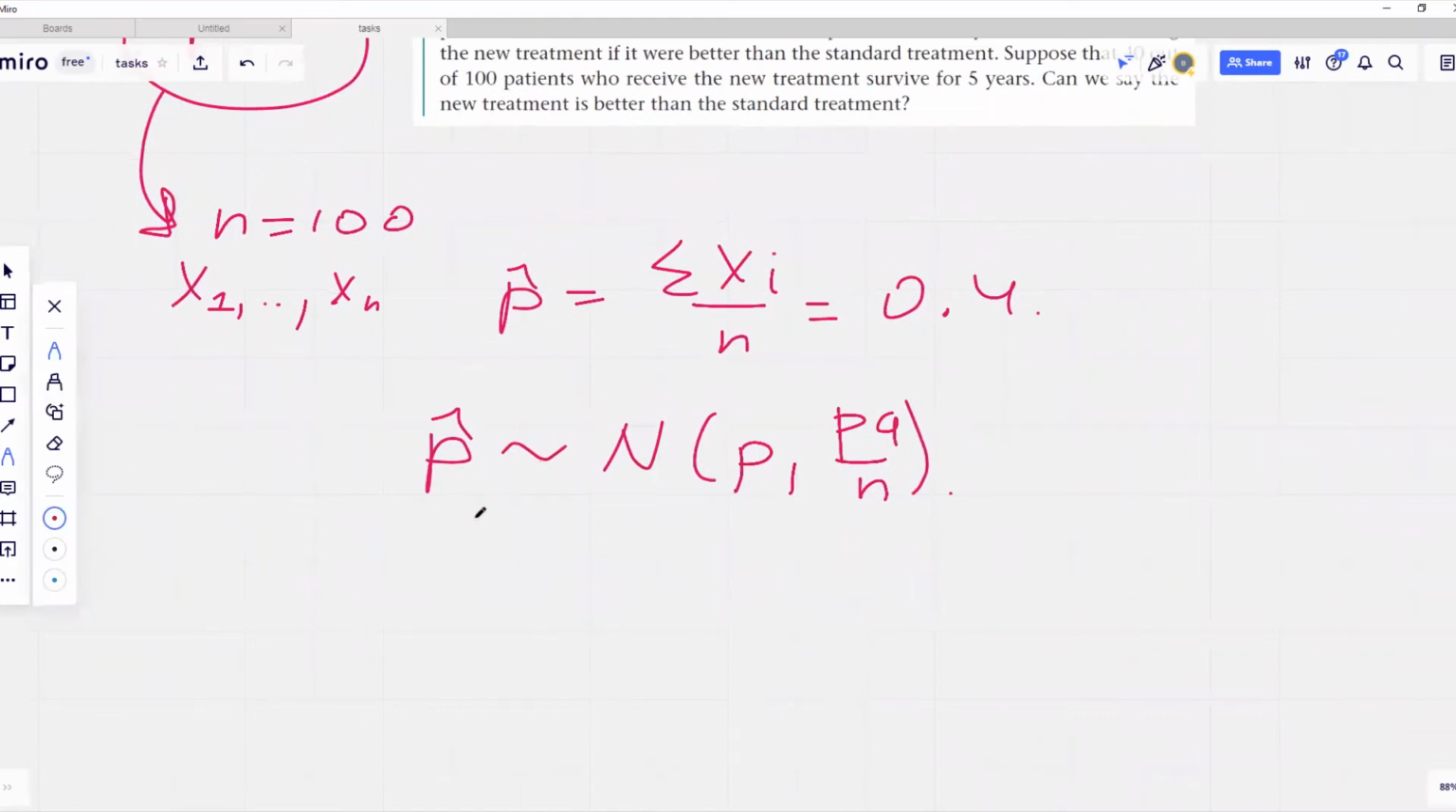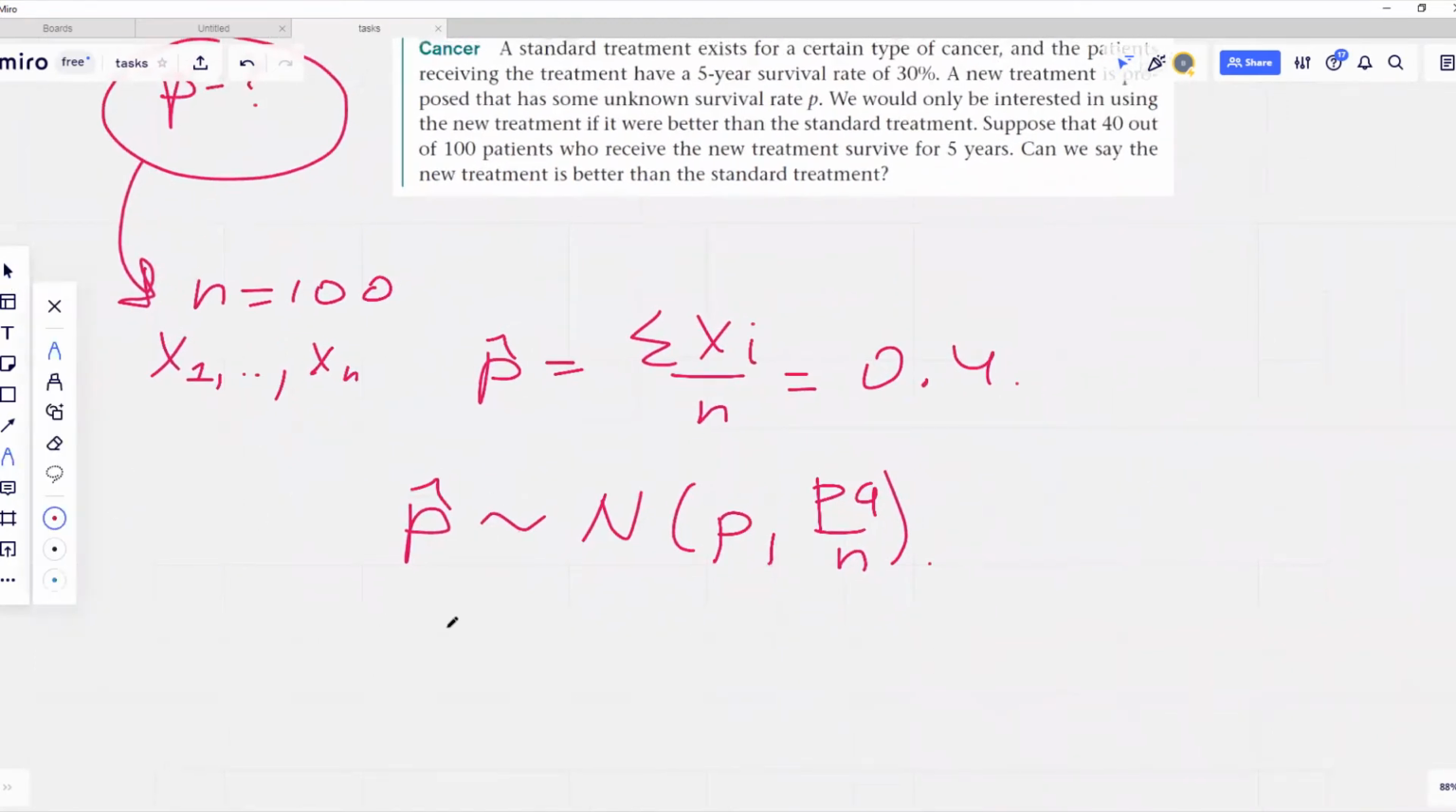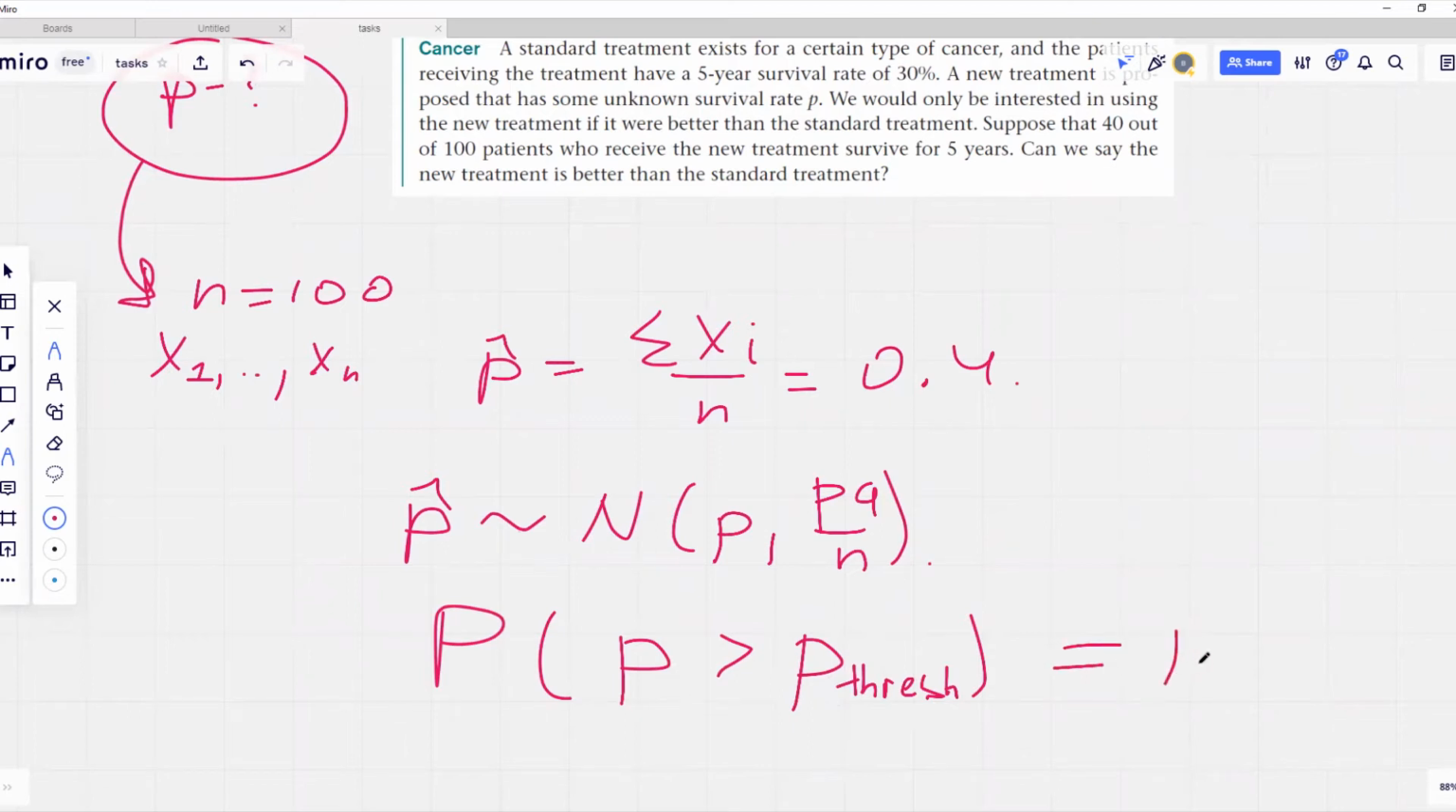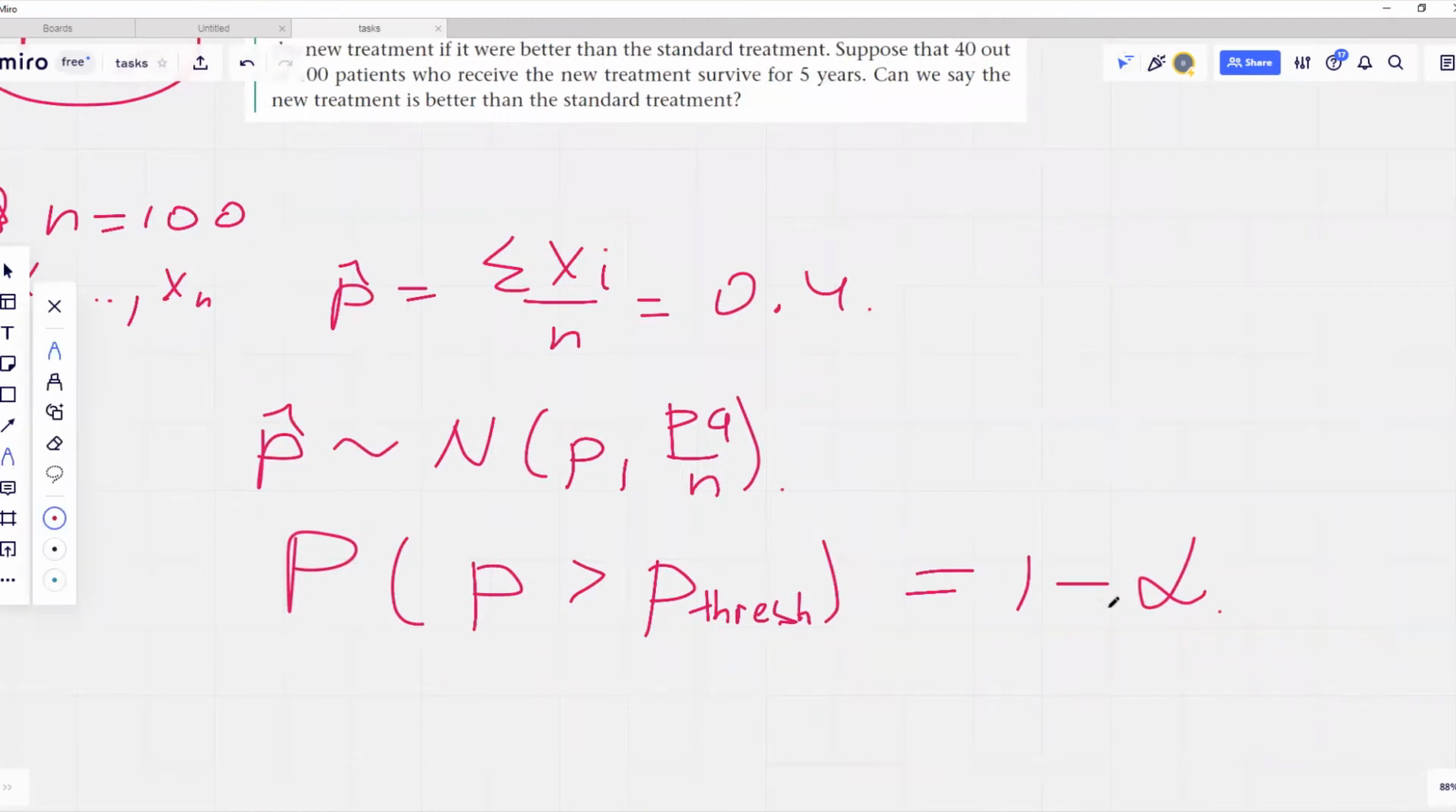Now we'll be interested in finding the probability that this unknown parameter P is greater than some P, let's call it P threshold, which is equal to, so we are interested in some minimal value of P such that this probability is equal to 1 minus alpha. So that will be 100 multiplied by 1 minus alpha percent one-sided confidence interval.